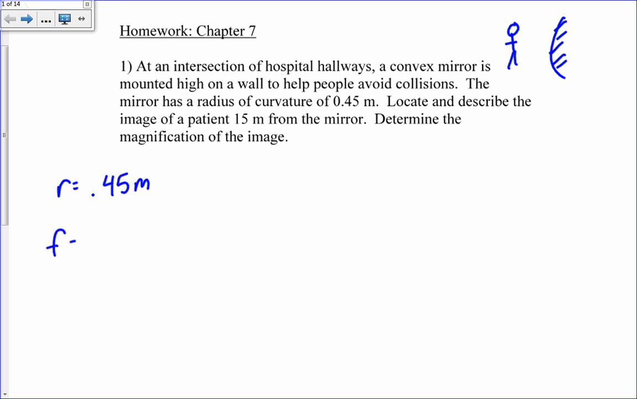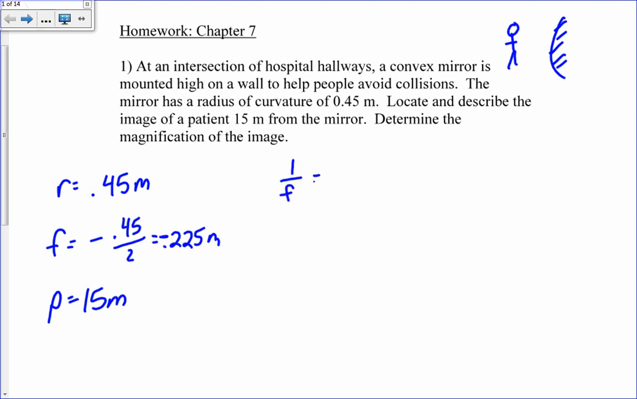And so the focal length is half that, but for convex mirrors, the focal length is negative, so it's negative 0.45 over 2, which is negative 0.225 meters. Locate and describe the image of a patient 15 meters from the mirror, and then also determine the magnification of the image. So I want to find Q first.